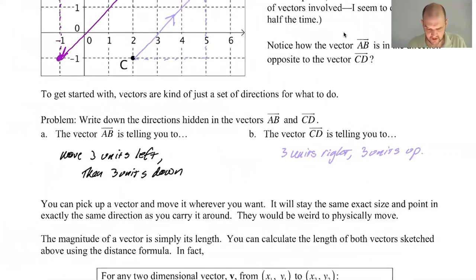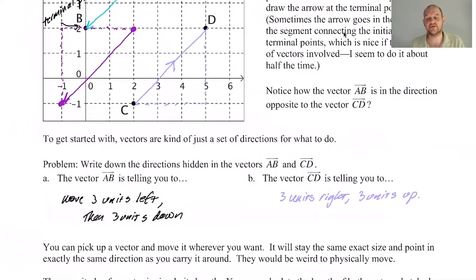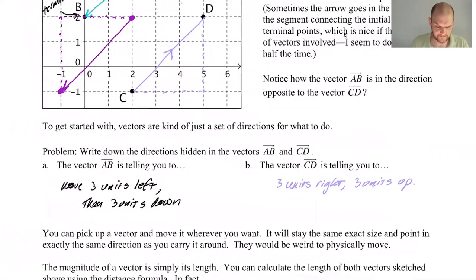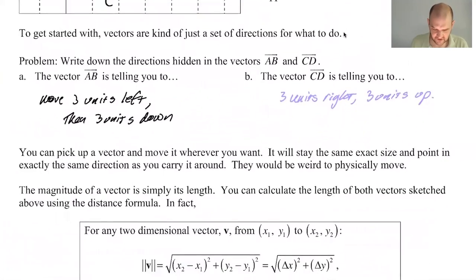No matter where you start, it's like everybody's just walking around the room and then everyone pauses and stops where they are. And then someone says, now everybody move the vector CD. Everybody's going to move 3 units to the right and 3 units up, which would probably be forward. So that's a little bit of what we're dealing with.